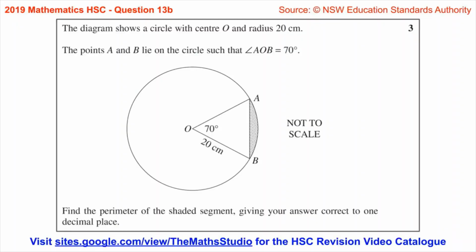Question 13b. The diagram shows a circle with center O and radius 20 centimeters. The points A and B lie on the circle such that angle AOB equals 70 degrees. Find the perimeter of the shaded segment, giving your answer correct to one decimal place.